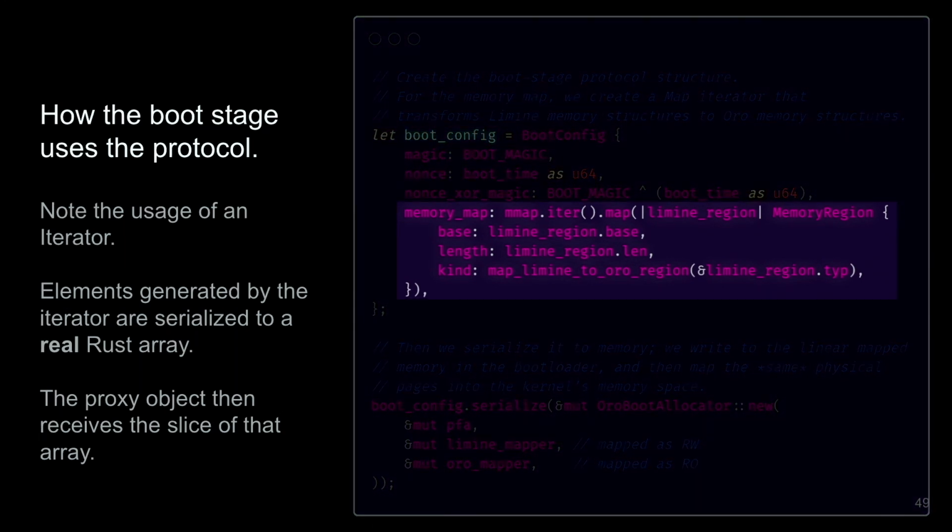And so we map the memory map from Lamine. And for every object, or for every Lamine region, we create a new Oro boot protocol memory region. And like I said, it's very much similar. The only really special thing here is we figure out what kind of memory region we want to tell the kernel about, right? So that's how the iterator works.